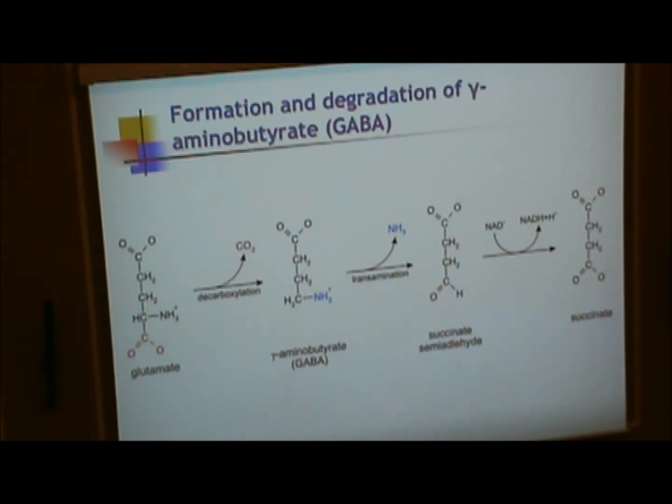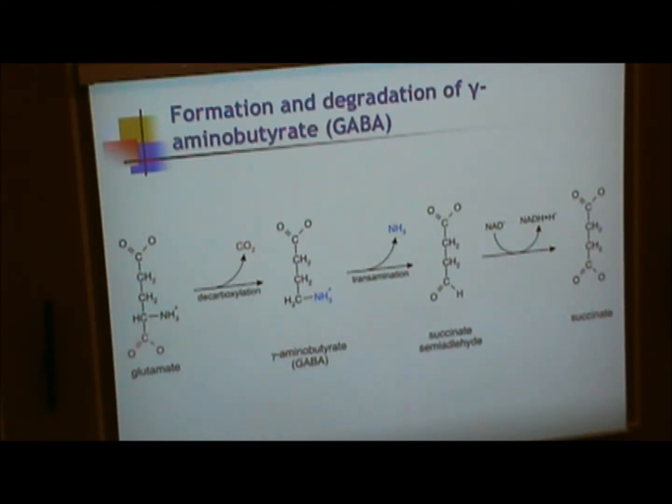So in the first step, the glutamate is submitted to decarboxylation. The carboxylic group of glutamate is released in the form of carbon dioxide. Glutamate is converted into gamma aminobutyrate. Gamma aminobutyrate, the abbreviation is GABA.